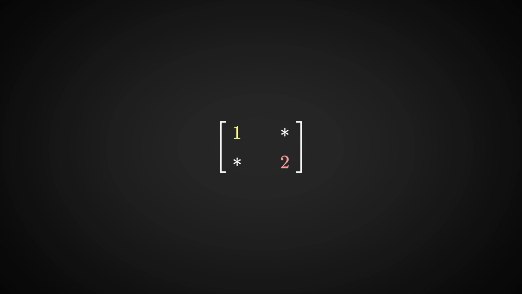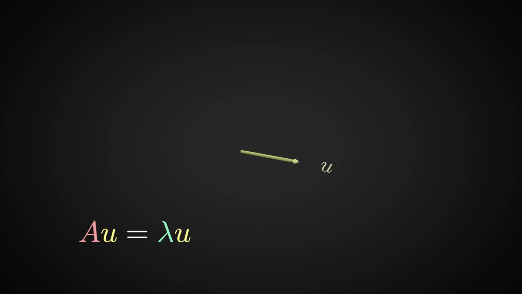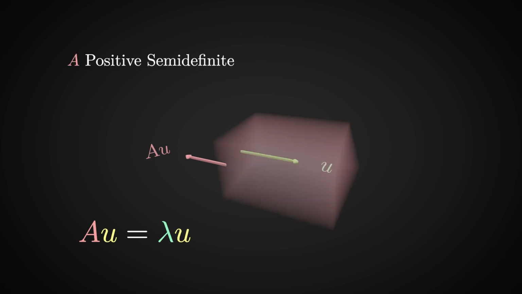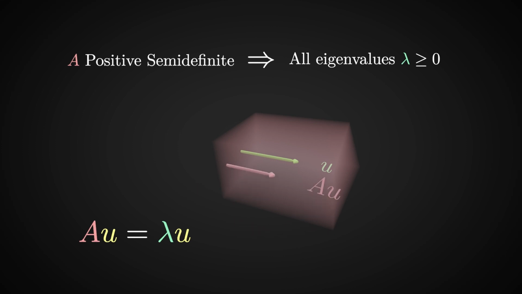Let's see what being positive semi-definite means for eigenvectors and eigenvalues. By definition, if you apply A to an eigenvector u, it gets multiplied by an eigenvalue lambda. If lambda is positive, u simply gets scaled. And if lambda is negative, u gets reflected and then scaled. So the only way for a matrix to be positive semi-definite is if all of its eigenvalues are non-negative.